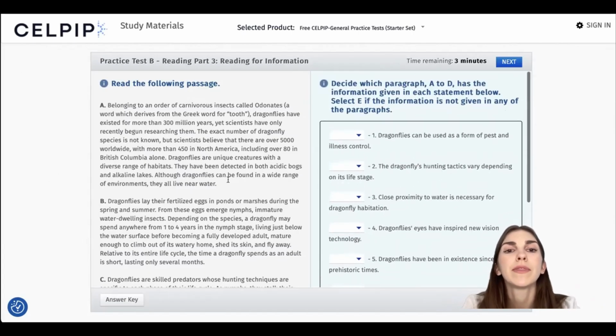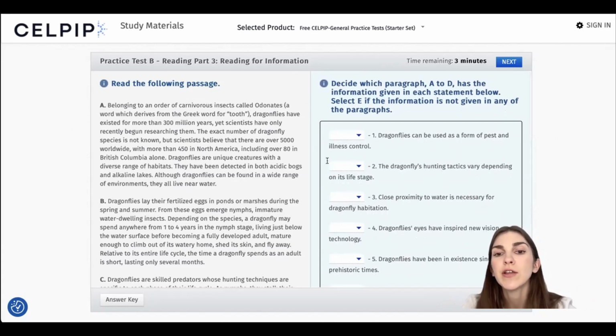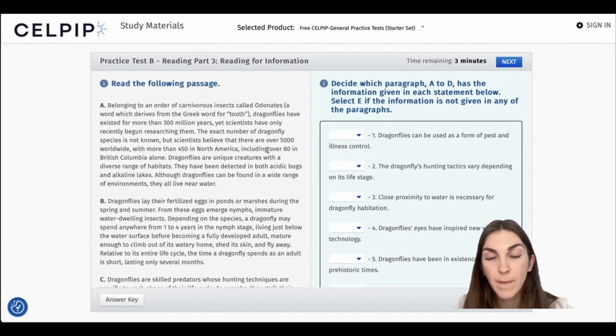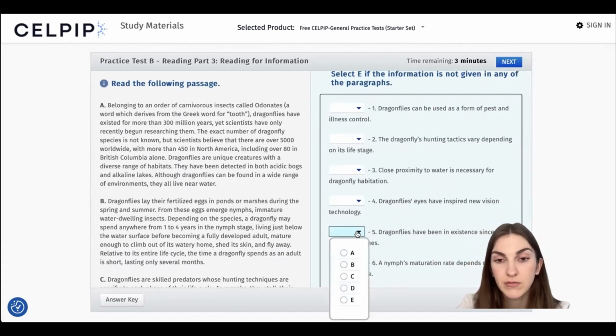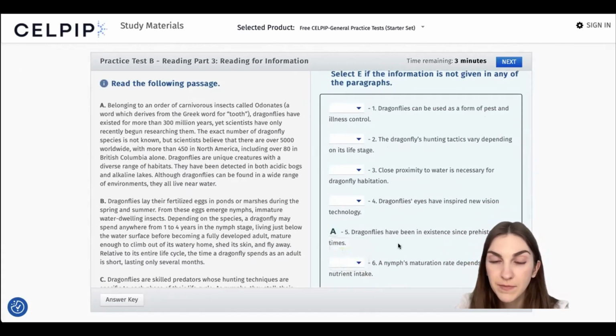Now let's read the first paragraph and try to find the sentence that belongs here. Belonging to an order of carnivorous insects called odonates, dragonflies have existed for more than 300 million years. Have existed more than 300. So what do we remember about existence, prehistoric times? So number five, we can put eight.